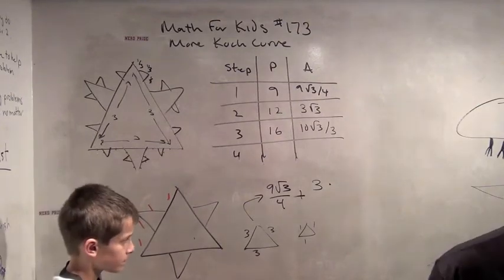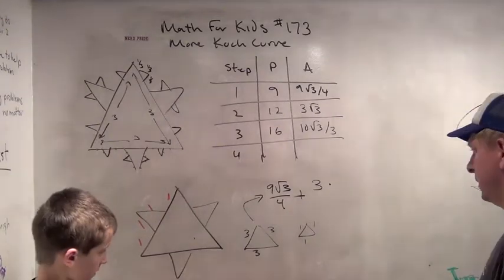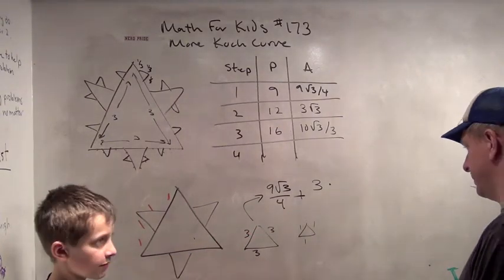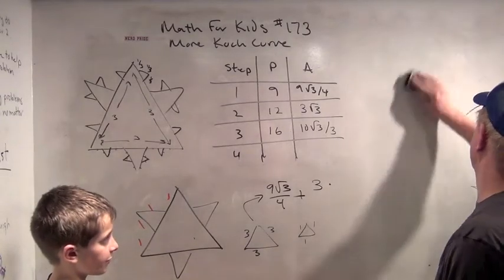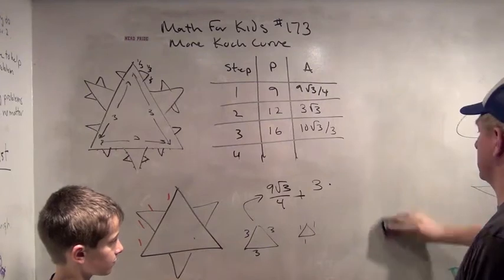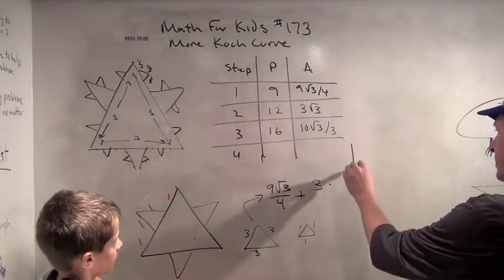How do we figure it out? When the side length gets divided by 3, the area will get divided by 9. Okay, why is that true? Do you know? No? Okay, well let's look at a square.